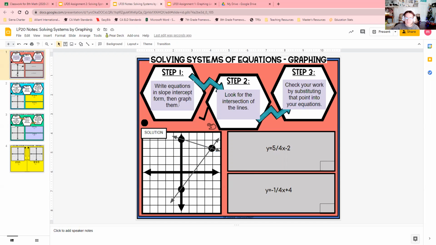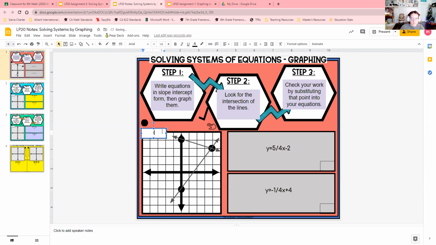The second step is to find the intersection of those lines. So we want to know what point is it where these two lines intersect. Okay, and in this case, this point is where x is 1, 2, 3, 4, and y is up 1, 2, 3. So our solution is the point where x is 4 and y is 3. Okay. The very last step then is to check our work. So what we want to do is take our original equation and check it by plugging in the x and the y.